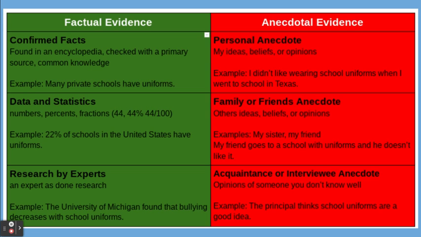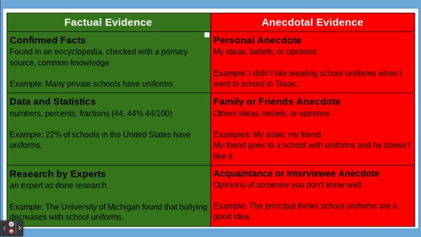An example, if we're taking a topic of school uniforms, would be many private schools have uniforms. That is a confirmed fact. You could go to a local, maybe Christian school or private school and see, oh, those students wear uniforms. You could go to maybe their website and see that they have uniforms. That's a confirmed fact.